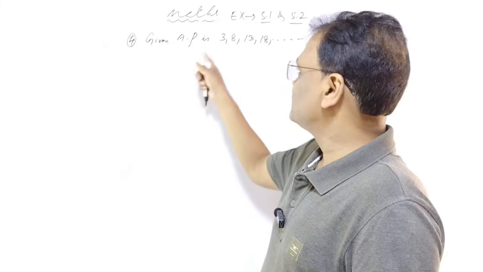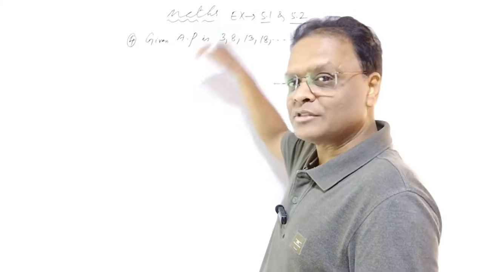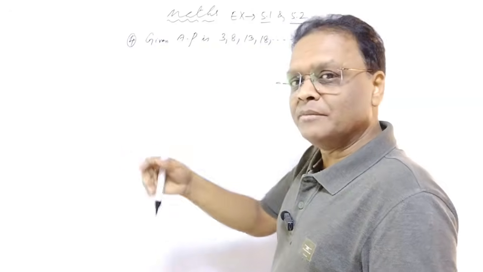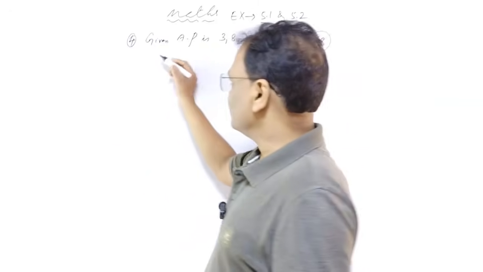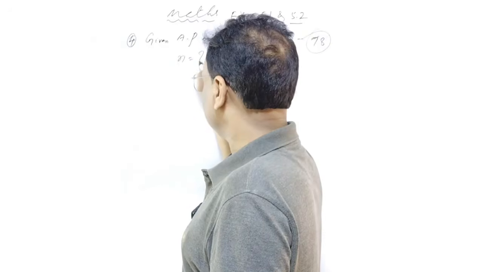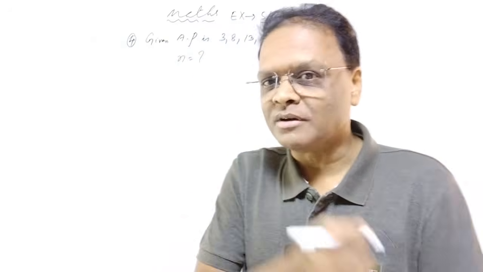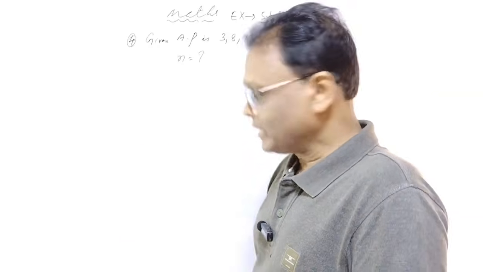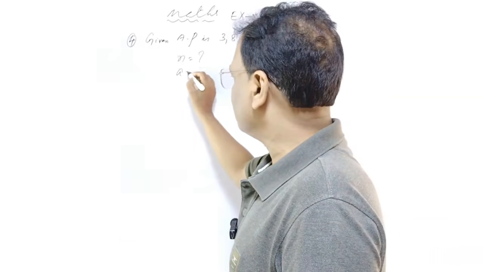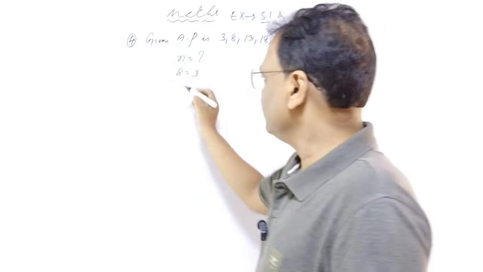That means in which place, so this 3 is there, first place. In which place 8 is there, second place, therefore second term. Like this, in which term you will get this 78. Now look here. He is asking you to find n. N stands for the number of terms. Which term means n, so n you have to find. But what is given? I can find my a. My a is 3.